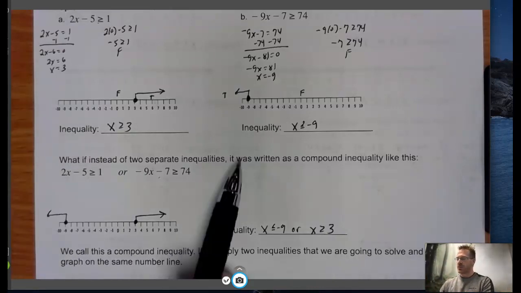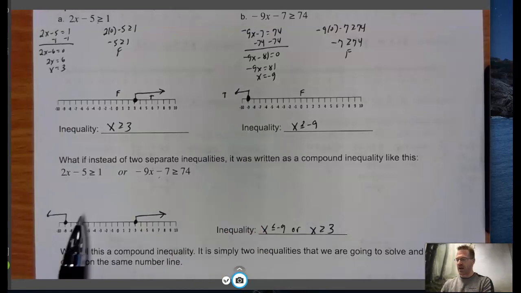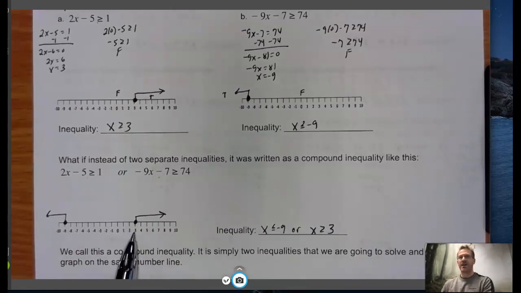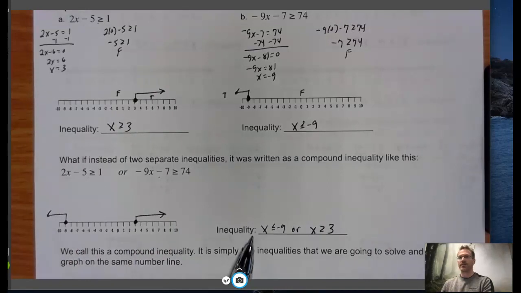Notice x is less than or equal to -9, I would just have that here. X is greater than or equal to 3, I have that here. So then our solution is two inequalities: x is less than or equal to -9, or x is greater than or equal to 3. That's all the compound inequality is doing. It's just taking two inequalities and linking them so that we have both of them on the number line.